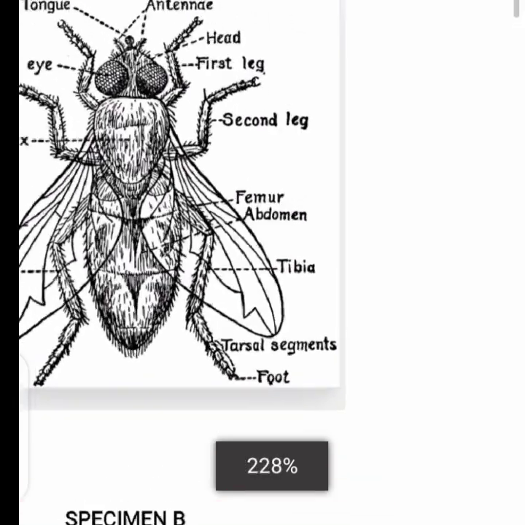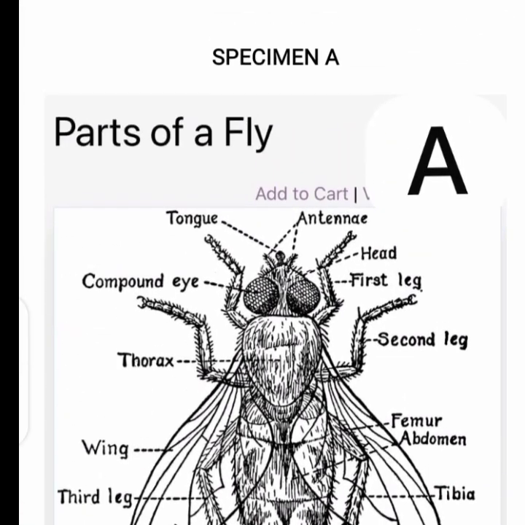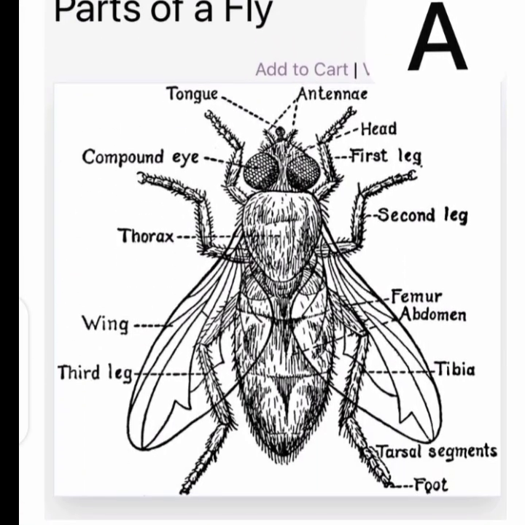Here we have again, we want to talk about the specimens that are available for NECO 2025 biology practical. We're going to start with the specimen here, which is the housefly.